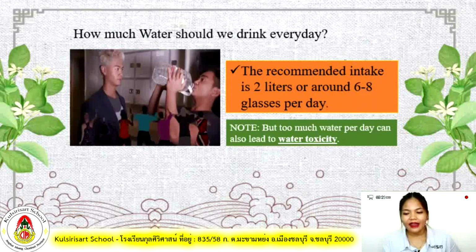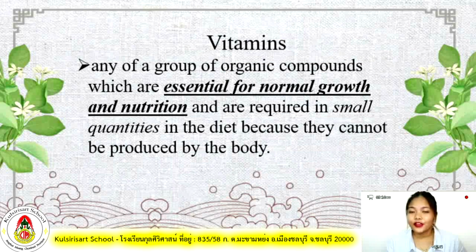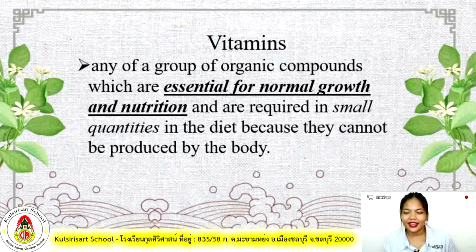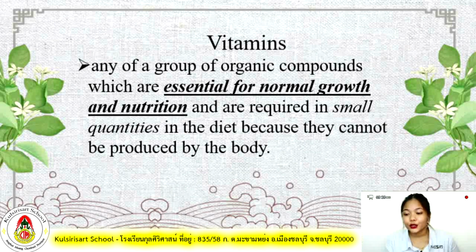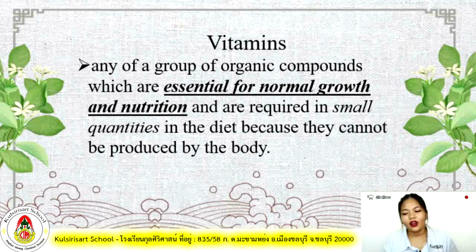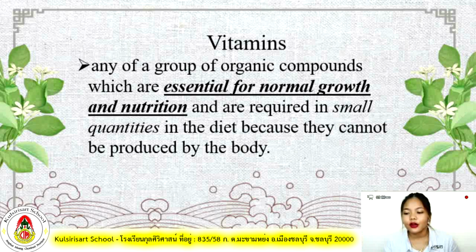Now we are down to the fifth type of nutrient, and that is vitamins. Let's define what is vitamin. Vitamin is any of a group of organic compounds which are essential for normal growth and nutrition and are required in small quantities in the diet because they cannot be produced by the body. The key terms there are essential for normal growth and nutrition, and required in small quantities.